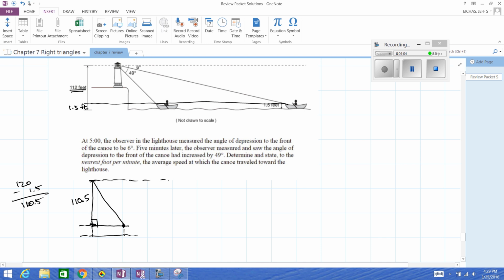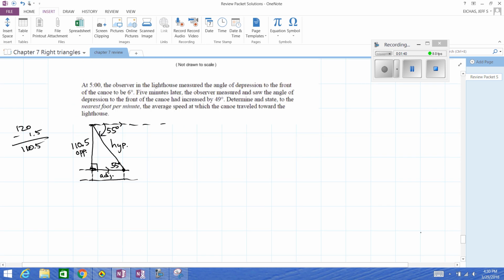Now, this angle is 6 plus another 49. So this is 55 degrees, the total angle of depression, which, since the line of sight is parallel to the sea, ground level, whatever you want to call it, this is also 55. So this is the opposite leg to the 55, and this is the adjacent leg to the 55. We're not going to bother using the hypotenuse, but there it is. So we're going to have a SOHCAHTOA problem.